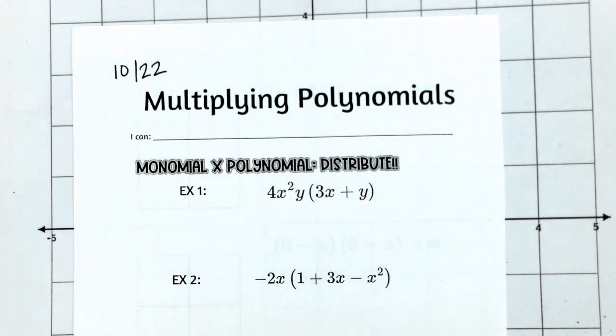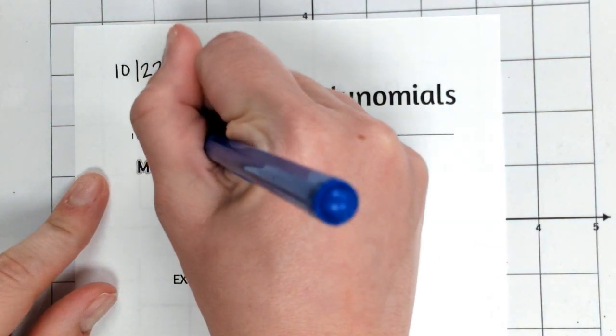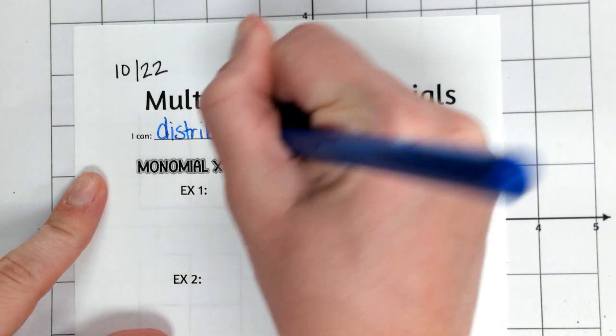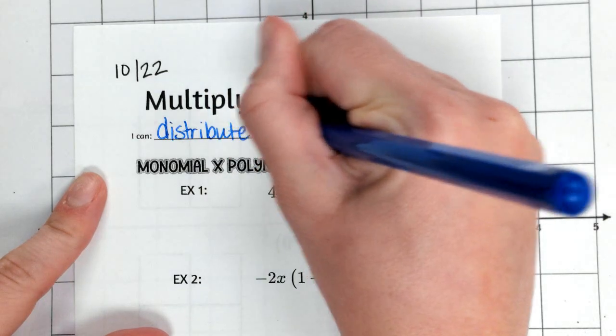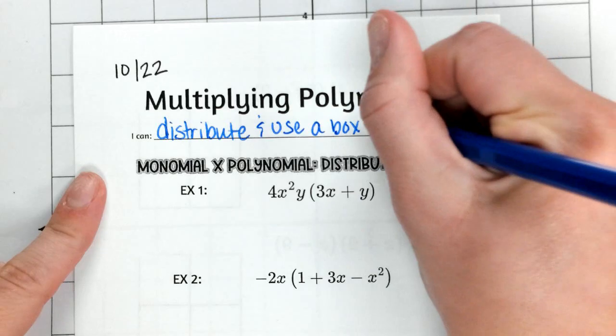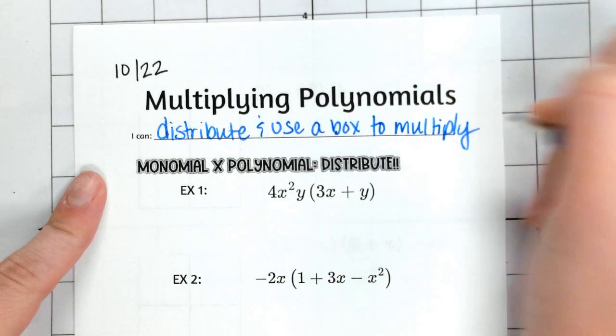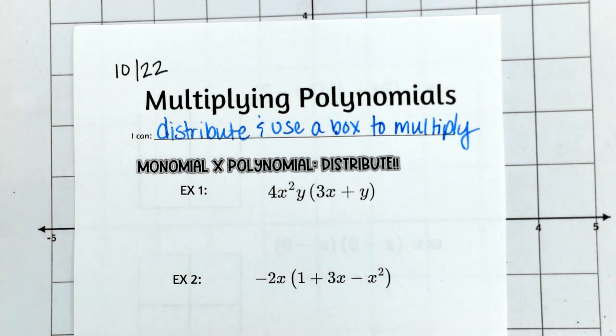So here we go. Multiplying polynomials. I can distribute and use a box to multiply. That's what we're doing today. Two things. We're going to distribute.